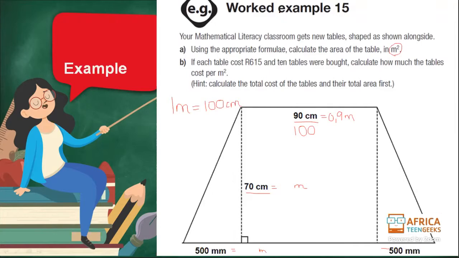Okay, now same thing will apply to 70 centimeters. To convert 70 centimeters to meters, again, I need to divide by 100. And then my answer again will be 0.7. Now, and lastly, conversion between meters and millimeters. 1 meter is equal to 1,000 millimeters.